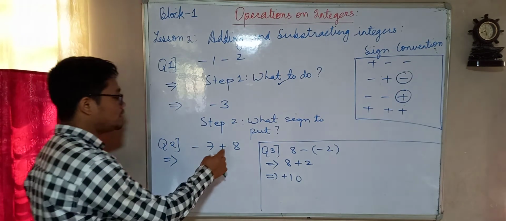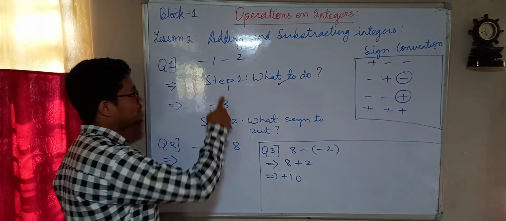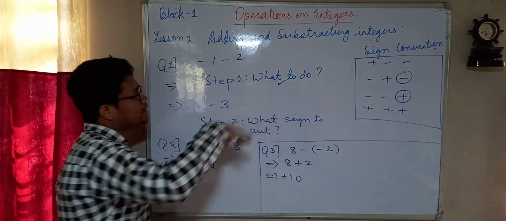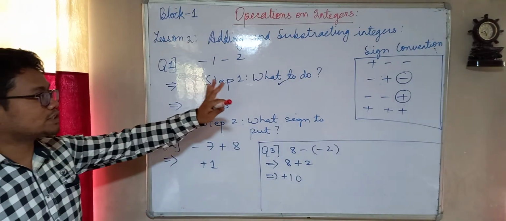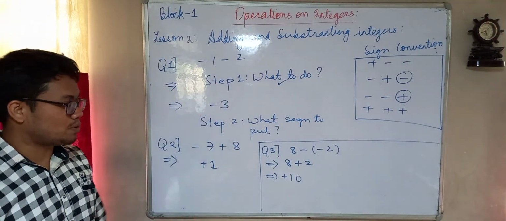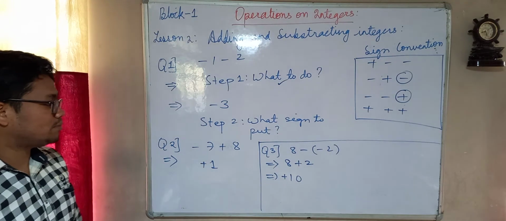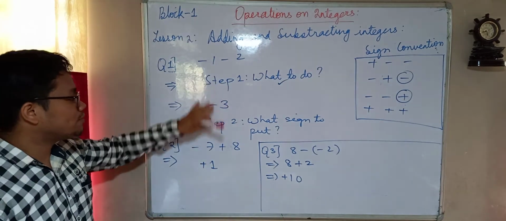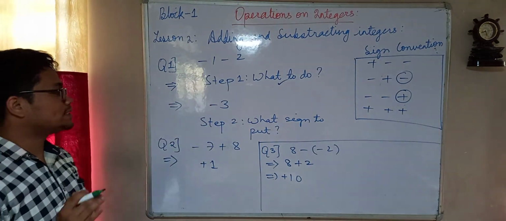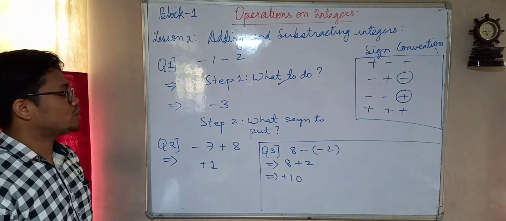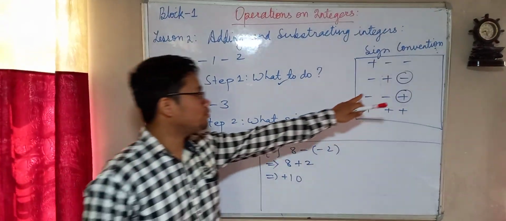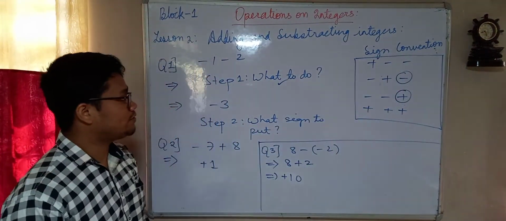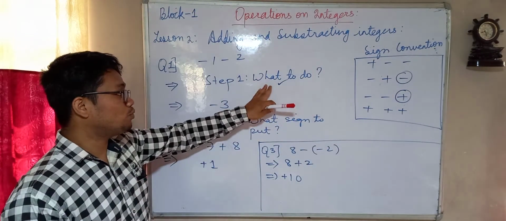We have done, like I have kept plus signs also, I have kept minus signs also. So addition and subtraction in integers is kind of common only. Okay, children, it's a very simple method. You just have to follow step 1 and step 2. Following step 1 and step 2 will help you to solve the question. And this sign convention is also very important because it will help you to understand what you should do.